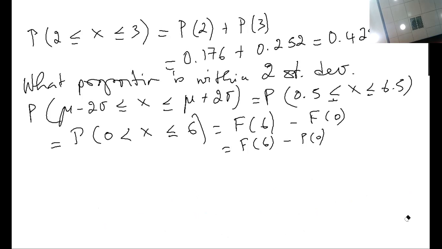So I could as well write here that this is equal to the probability that x is less than or equal to 6 minus the probability that x is less than 0. So if we put 0 here, we have 0.0135.